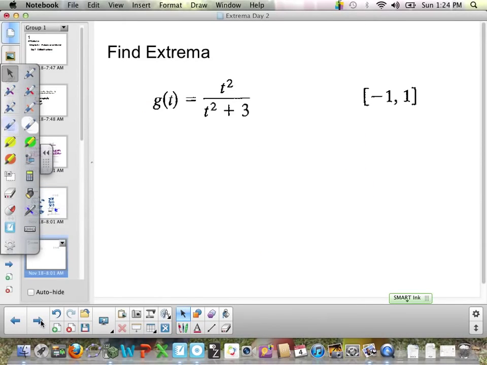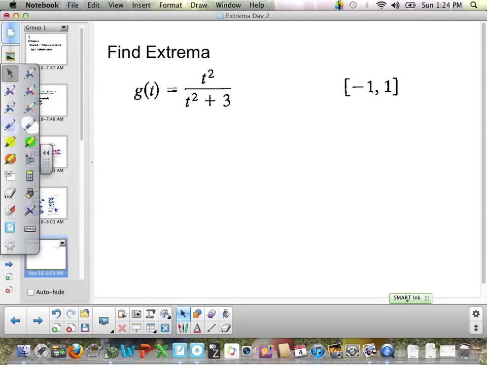Okay, find the extrema here. Again, first, make sure the extreme value theorem applies. Is it continuous on a closed interval? We have a fraction, you can't divide by 0, but when you square a number and add 3, you're never going to get 0, so this one is continuous.